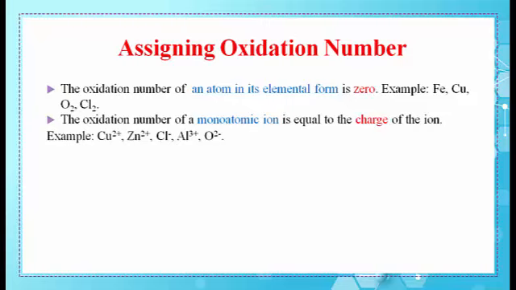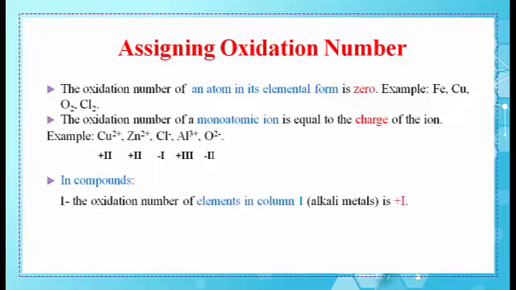The oxidation number of each one of these ions is equal to its charge. This means that the oxidation number of Cu2+ is +2, the oxidation number of Zn2+ is also +2, the oxidation number of Cl- is -1, Al3+ is +3, and O2- is -2.